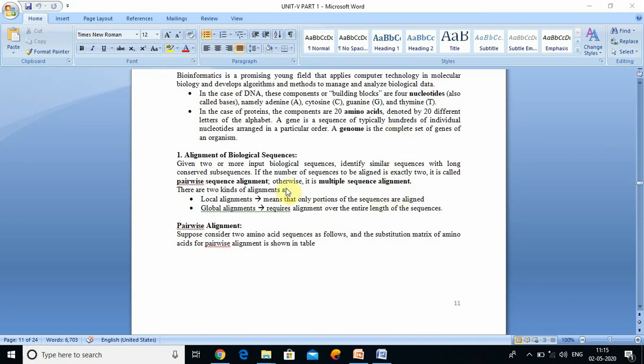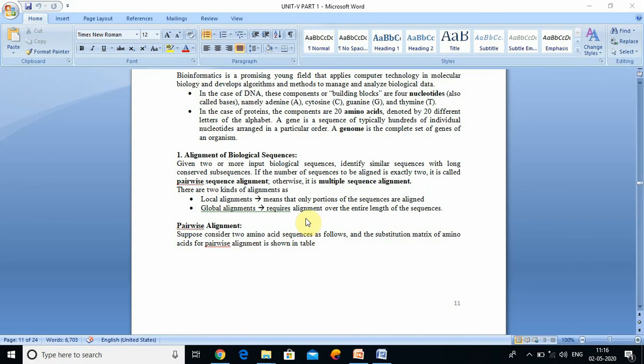So, alignment of biological sequences. Given two or more input biological sequences, identify similar sequences with long conserved subsequences. If the number of sequences to be aligned is exactly 2, it is called pairwise sequence alignment. Otherwise, it is multiple sequence alignment. There are two kinds of alignments: local alignments and global alignments. Local alignment means that only portions of the sequence are aligned. Global alignment means alignment over the entire length of the sequence. That is global and local alignments.